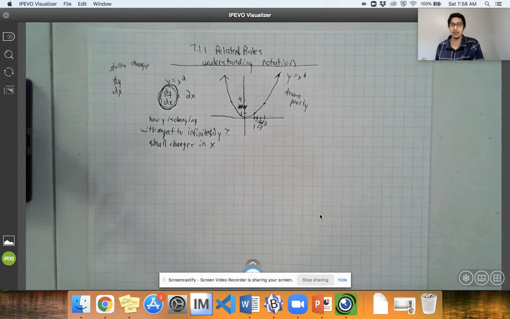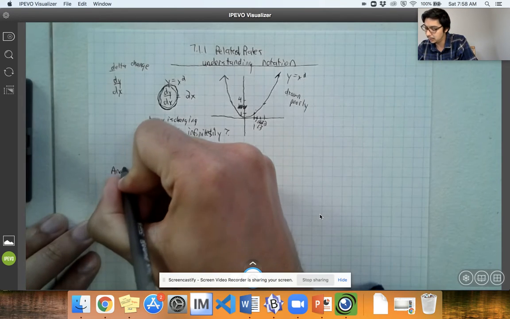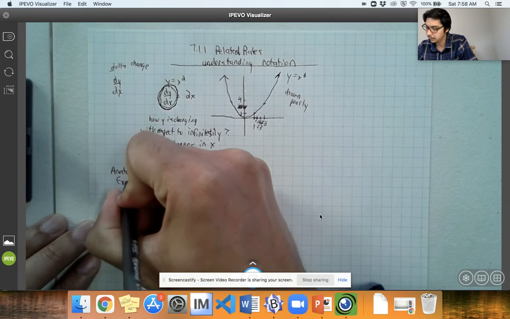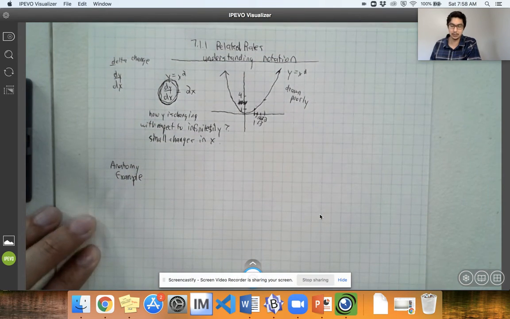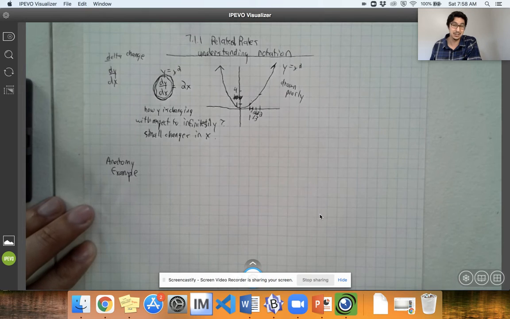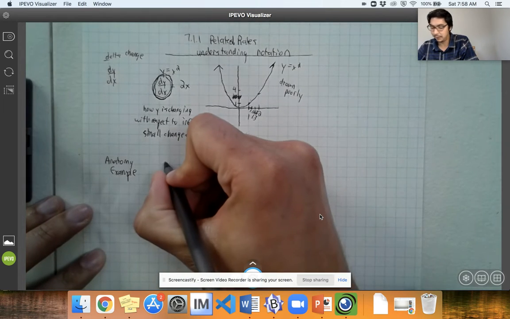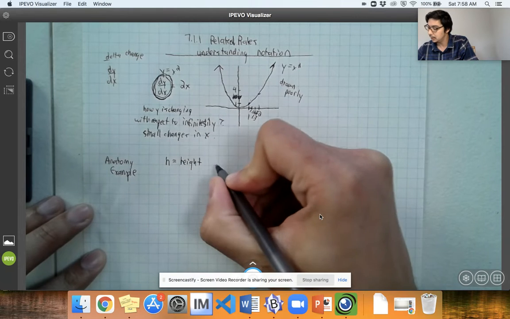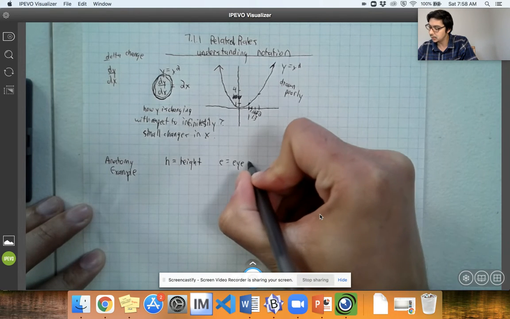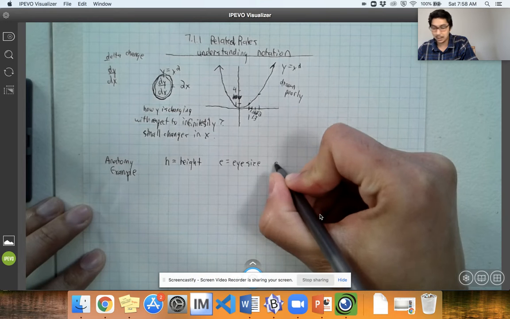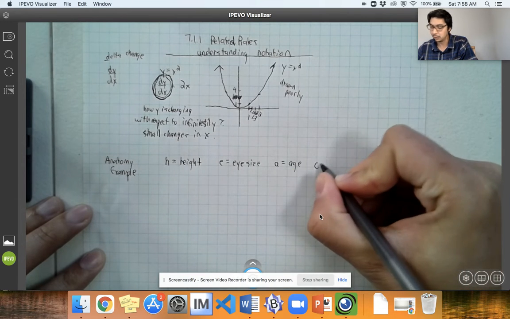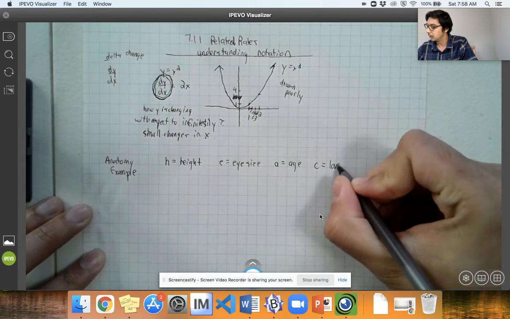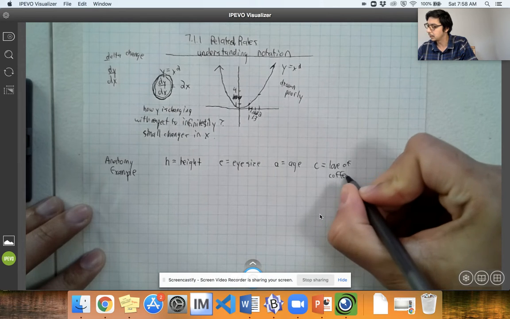Now related rates are going to be talking about derivatives and rates of change, but with respect to more applications of it. So let's look at an anatomy example. I'm going to define a few variables, and then we'll practice this, and hopefully it clicks too. H is going to represent height. E will represent your eye size. A represents your age, and C represents the love of coffee, like so.